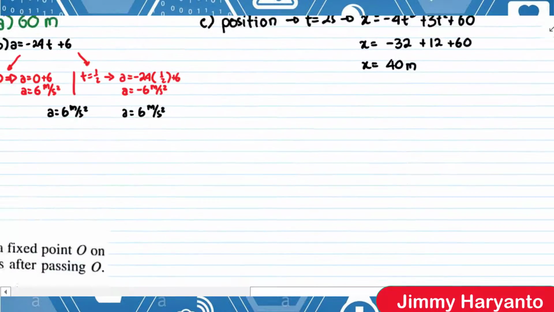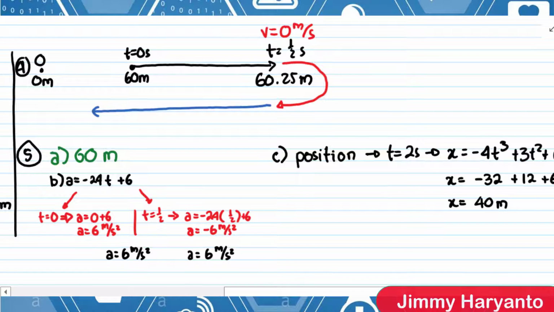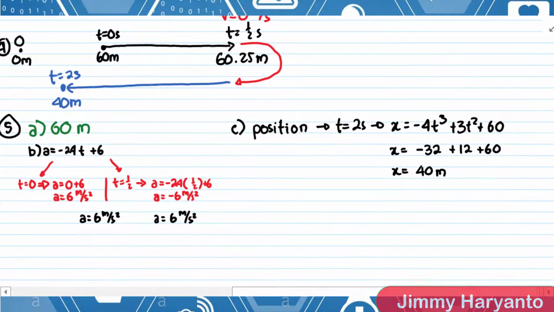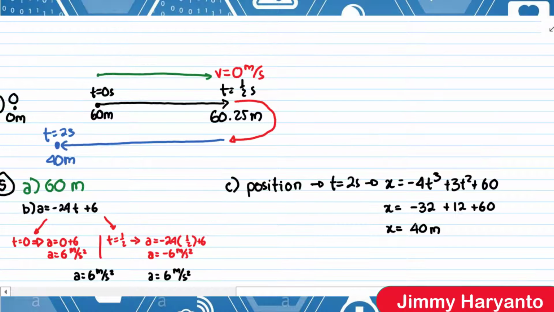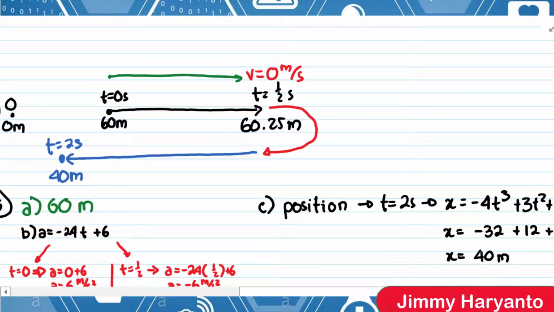Okay, so now the position of the object when t equals 2 seconds is at 40 meters. Kira-kira di sini lah ya, 40 meters when t equals 2 seconds. Okay, now our sketch is complete. We can find the distance easily, ya. So from time equals 0 until it reaches half a second, the distance is 60.25 minus 60. So the distance is 0.25 meters.